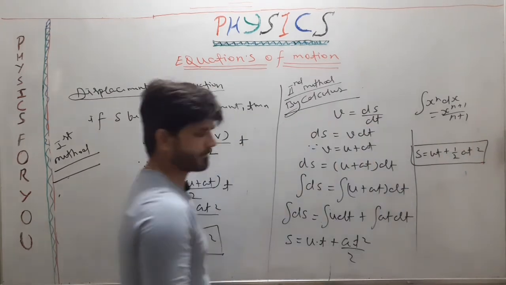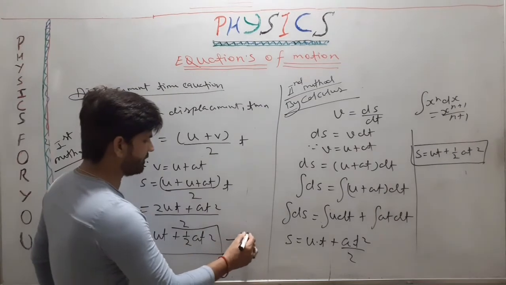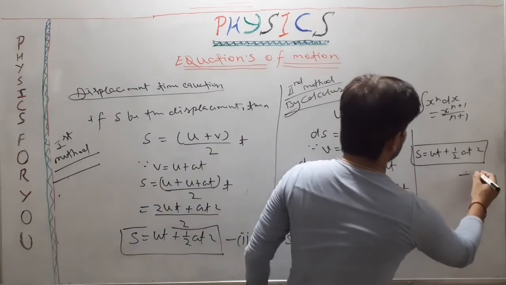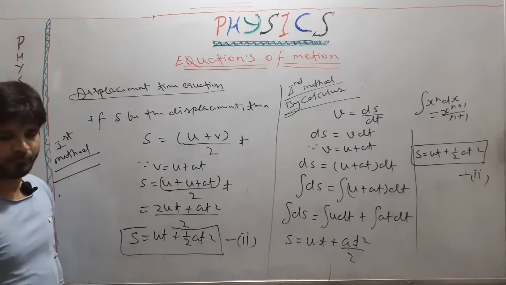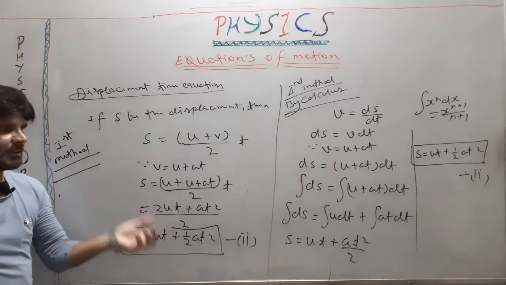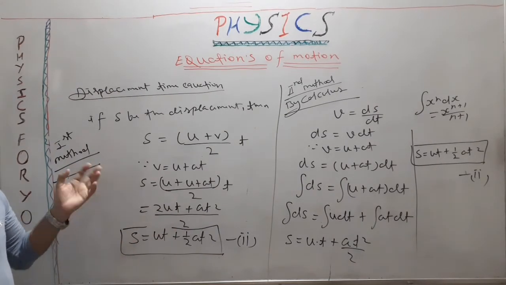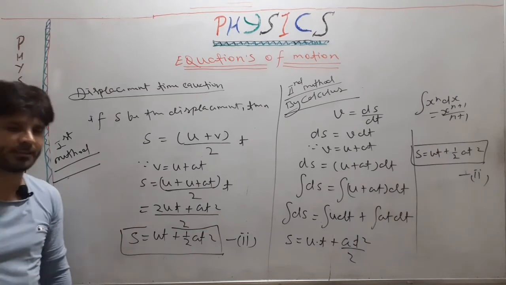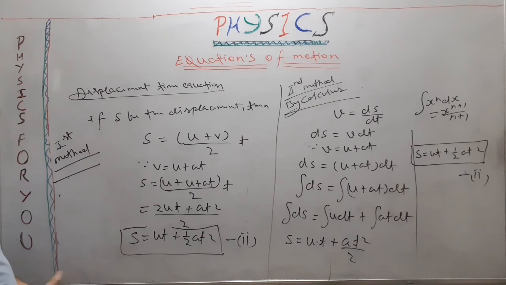This is once again the second equation of motion. So it can be written as the second equation. This is also the second equation. This is by the calculus method and this is by the simple method. Okay. Once again you can note down these two derivations and these two equations by pausing the screen and by playing the video again and again. Now we are moving towards our next derivation, that is the third equation of motion.